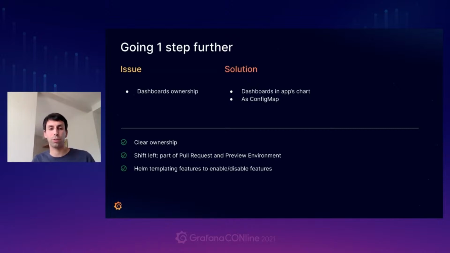So when you are going to write a new feature and add a new metric, you can also change your dashboard as part of that pull request, and by deploying it in a preview environment in Jenkins X, you're going to be able to test it before merging it into master and deploying in staging and production.